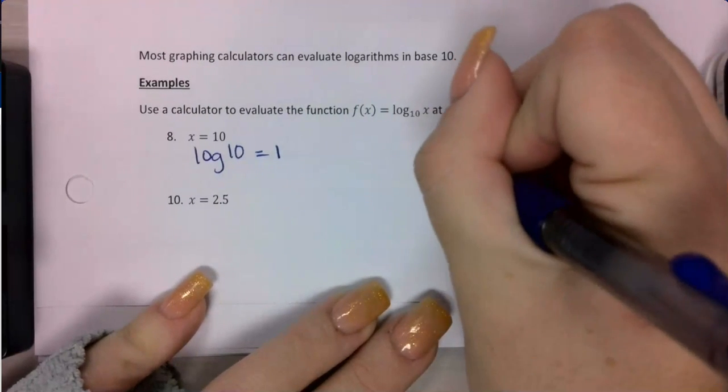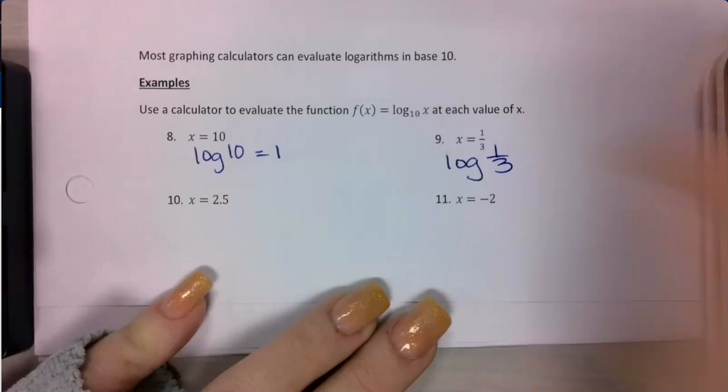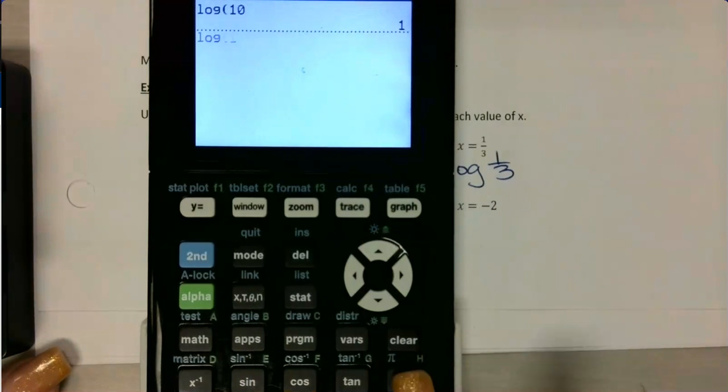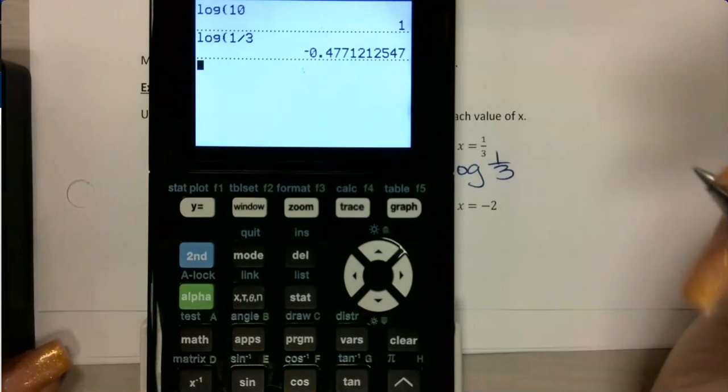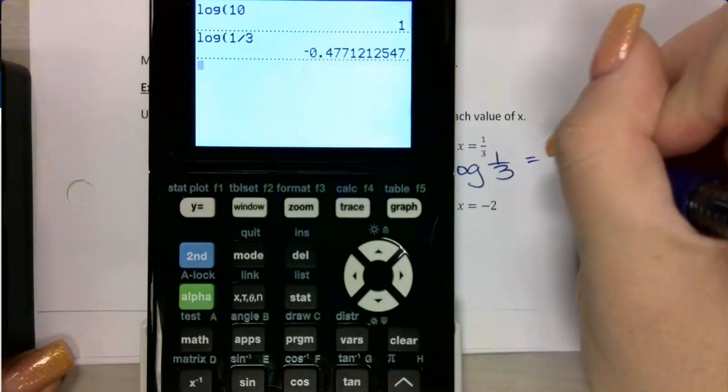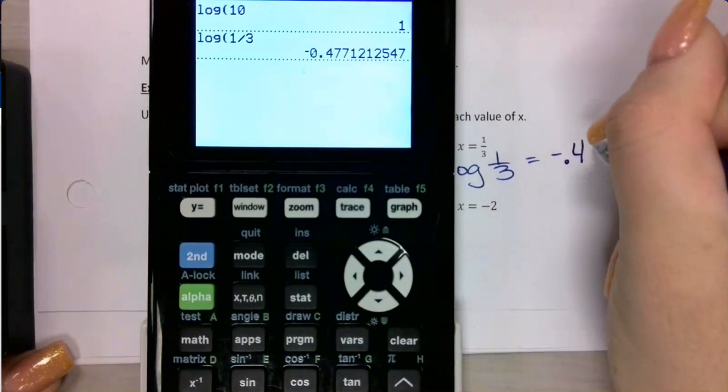Then same thing for number 9. So I'm going to do log of 1/3. When I type that one in, I go log 1 divided by 3. Press enter. I didn't say it, but I want 3 decimal places. So negative 0.477.